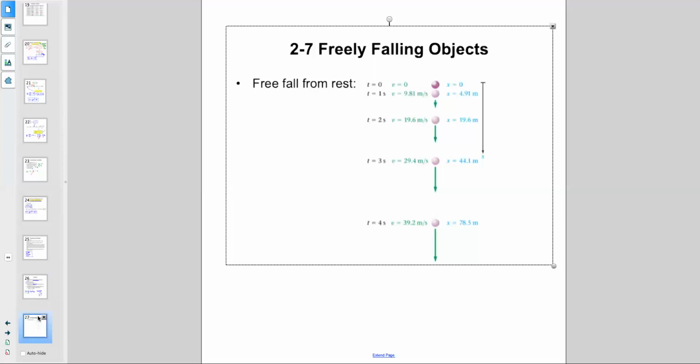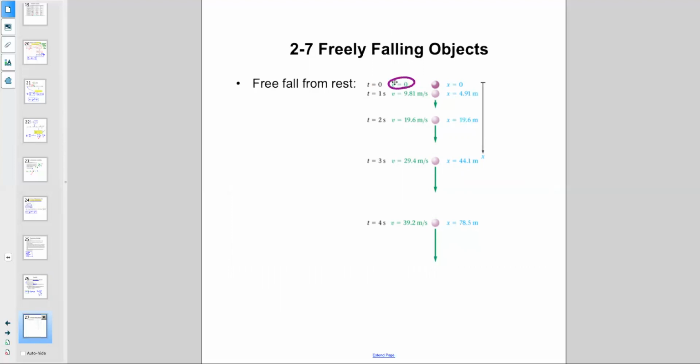Okay, so if something is dropping, something is freely falling, at t equals 0, the velocity is 0. I let the object freely fall down without any air resistance. At t equals 0, the velocity is 0. You let the object go. At the initial time, the velocity of it is 0.